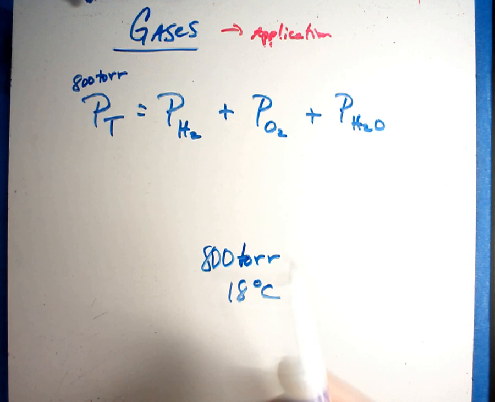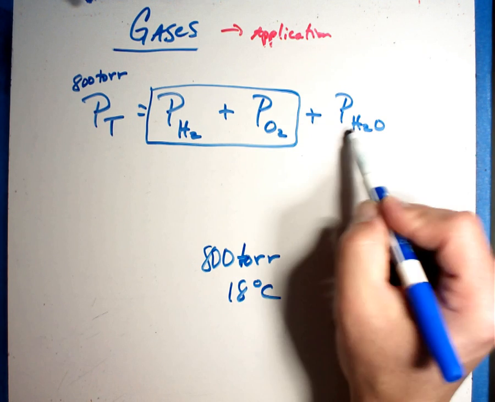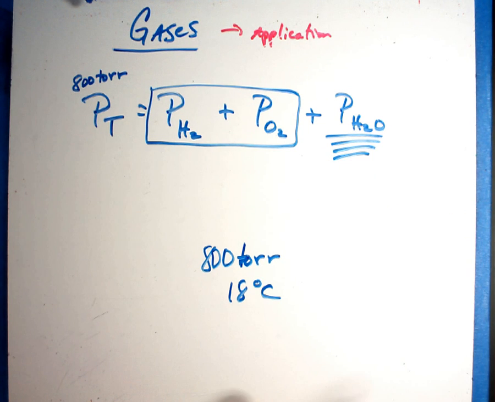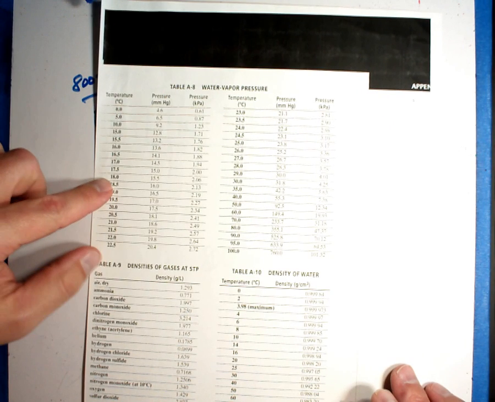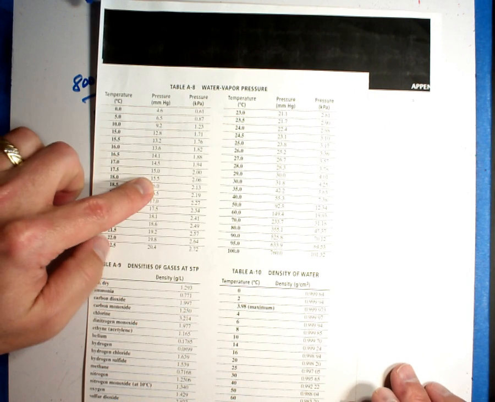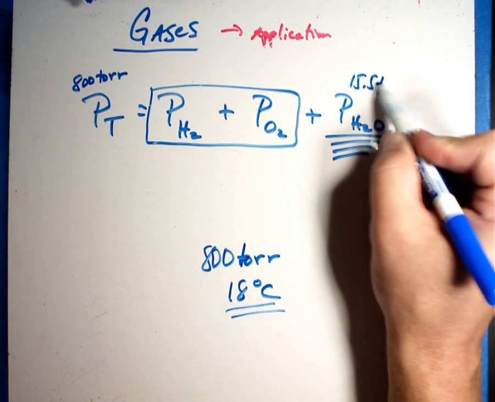And all we want to know is the dry gases. What is the pressure caused by the gases you caught? What you're trying to do is get the water out of the equation. So, magic thing is 18 degrees Celsius. So I'm going to look up 18 degrees Celsius. That is 15.5 torr. 15.5 torr.